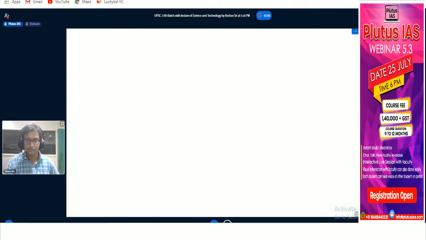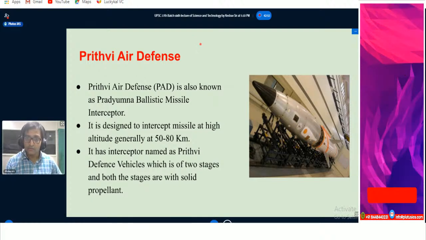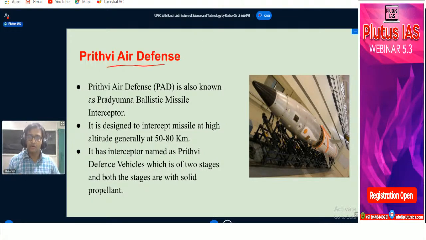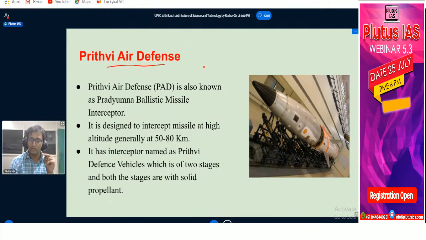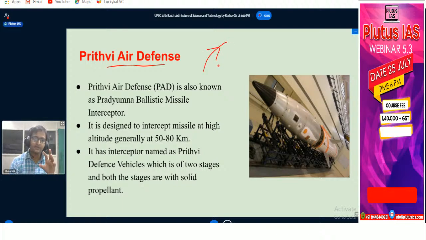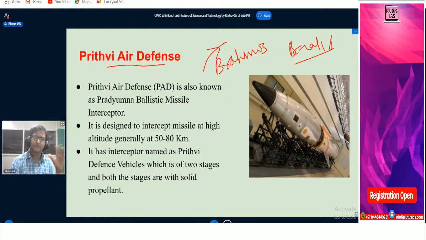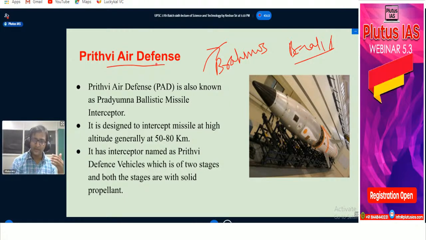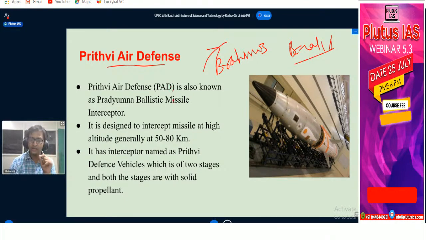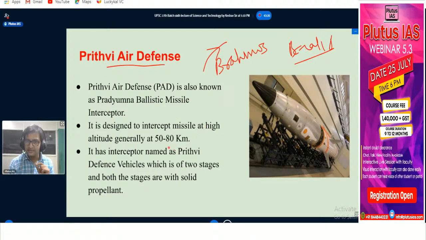Okay, so next slide. Now come to Prithvi air defense. Now I have given you two main missiles, that is BrahMos and Barak 8, and also the rest of the missiles like Nirbhay, Agni, Prithvi, like that. Now, what is Prithvi air defense? Prithvi air defense can intercept a missile at an altitude of 50 to 80 kilometers.